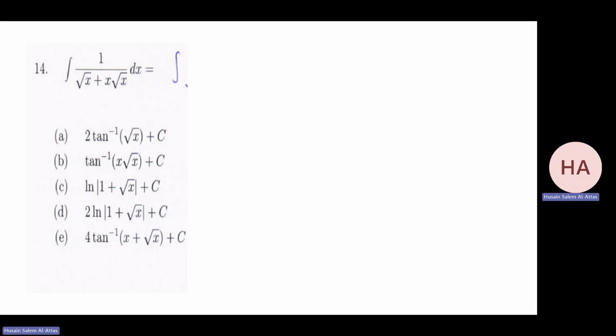If I let u, I can take square root of x as common factor. The remaining is 1 plus x dx. Will that help? Okay, do the same trick. Let u equal square root of x, u squared equals x, 2u du equals dx.